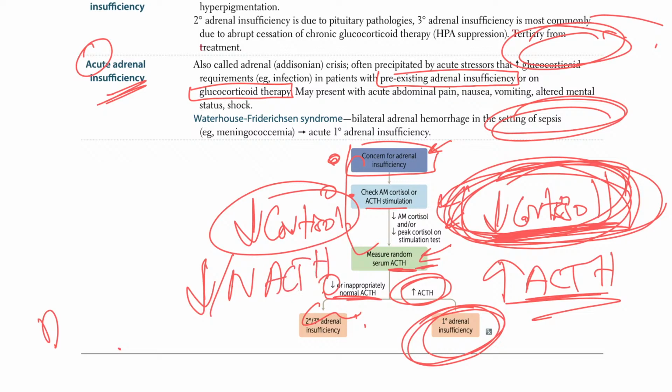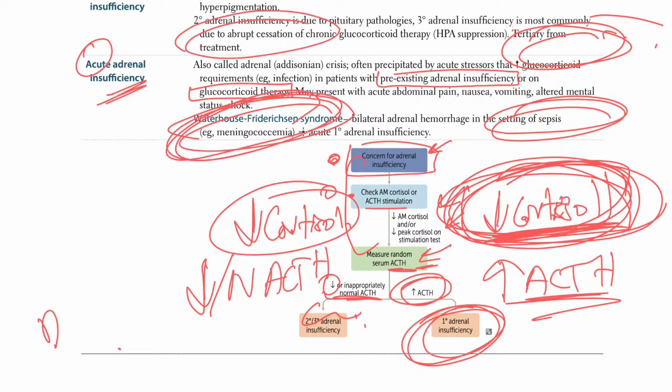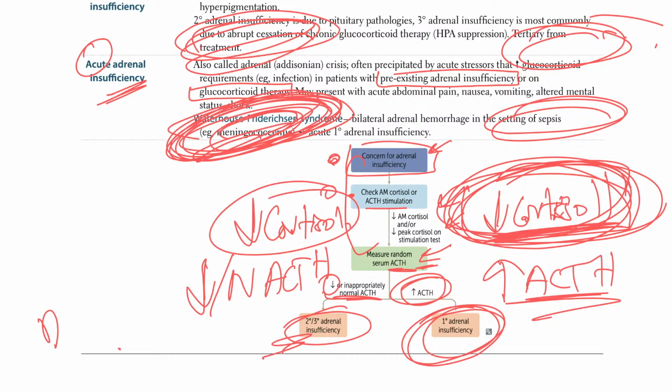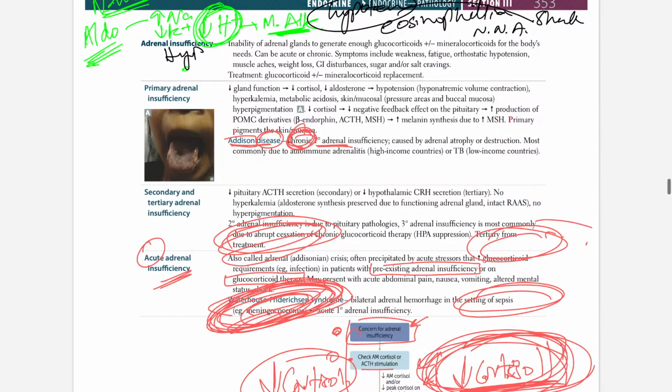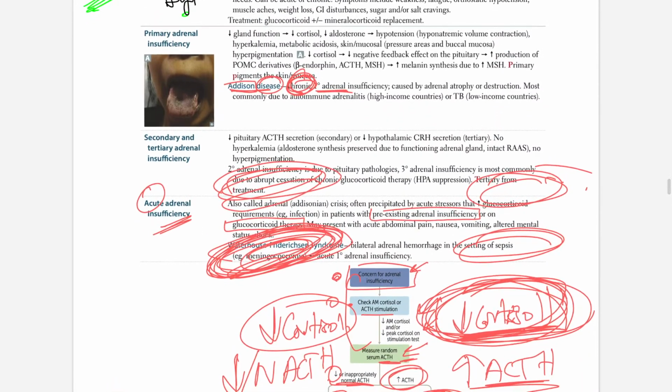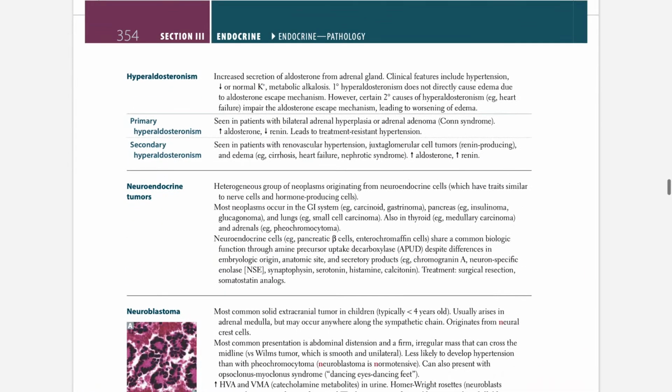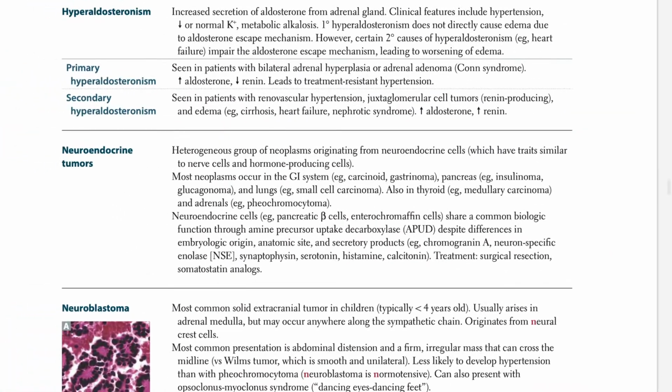That means that this is due to a problem in the ACTH. So low ACTH would be a problem in the pituitary, and a normal ACTH would be a problem in the hypothalamus, so secondary and tertiary insufficiency. With that, we are done with adrenal insufficiency. Okay, let's take a break and we'll be back to do the next one, which is hyperaldosteronism.